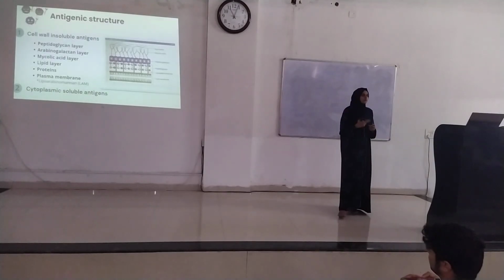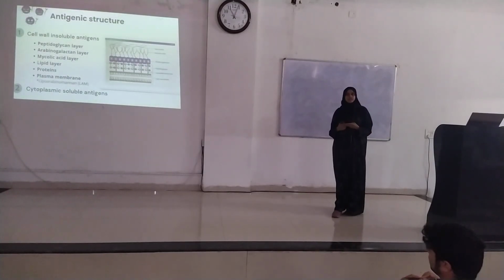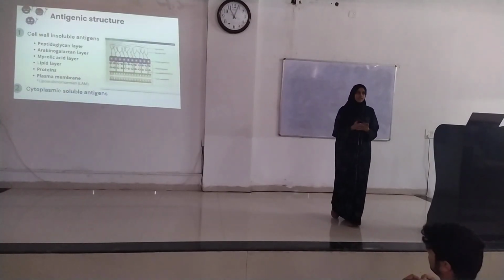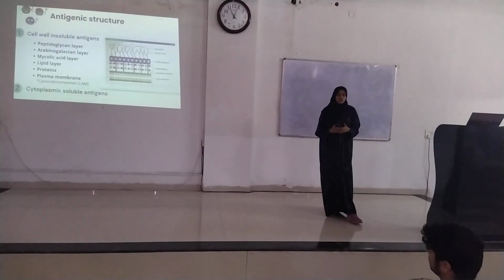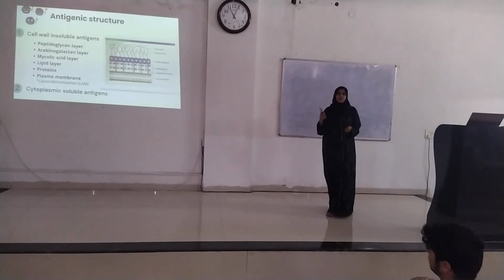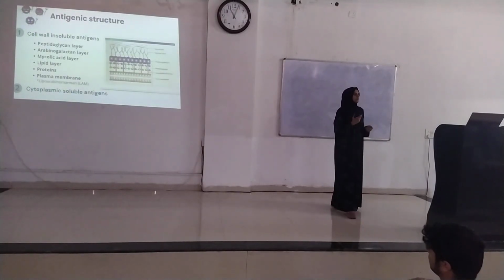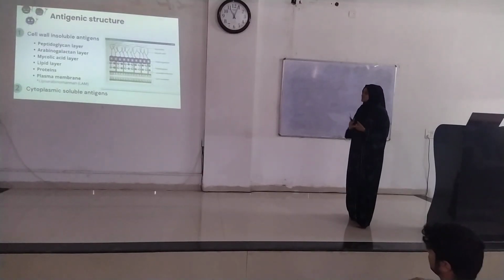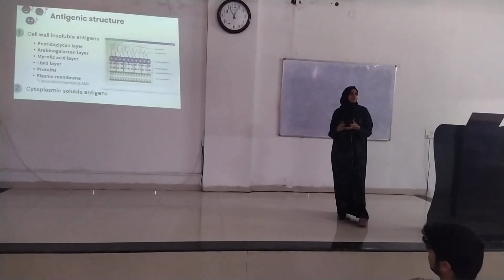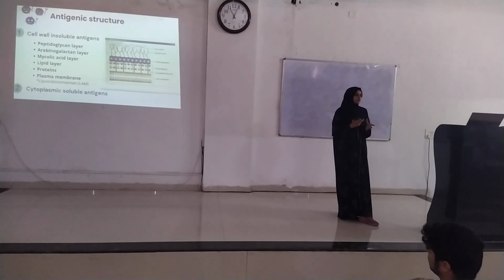The cell wall has a cytoplasmic layer, an arabinogalactan layer, the mycolic acid layer, the lipid layer, proteins, and the plasma membrane. Now, this plasma membrane contains a very important antigen, which is the lipoarabinomannan. This facilitates the growth of the mycobacteria in the macrophages.